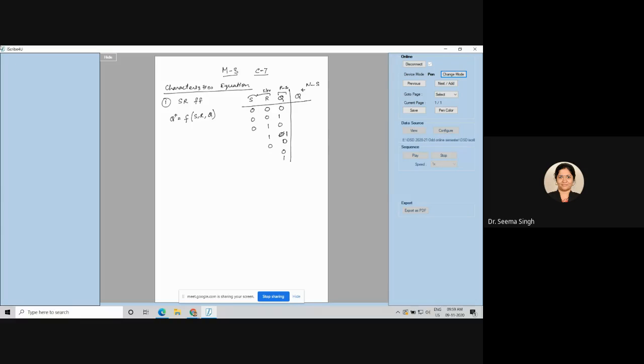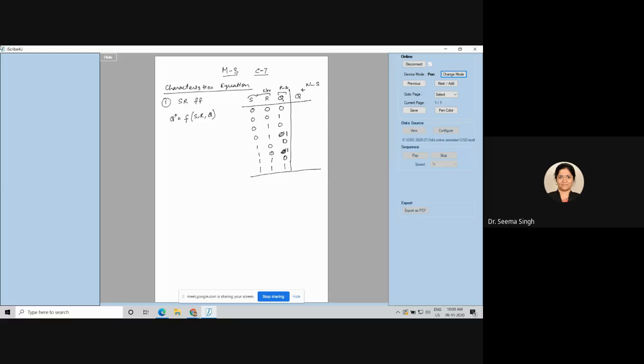So let us make those 8 cases. Okay, my 8 cases are ready. It became a little dirty. You people make it neat and clean. So you can see that I have my 8 cases, right? So 000 to 111. I have my 8 cases.